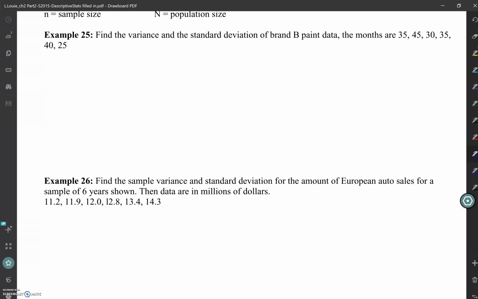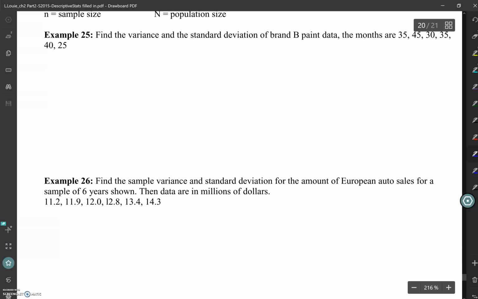All right. So I'm gonna have us work it out by hand, and then we'll get to our technology. Find the variance and standard deviation for brand B of paint. The months are 35, 45, 30, 35, 40, and 25. So I want to use those formulas above. I'm going to find the variance first and then apply the square root after, but it doesn't really matter.